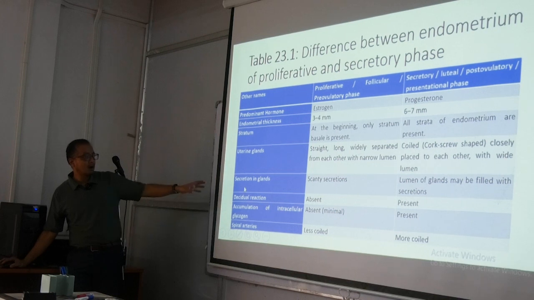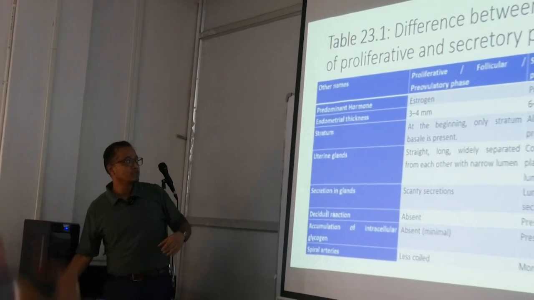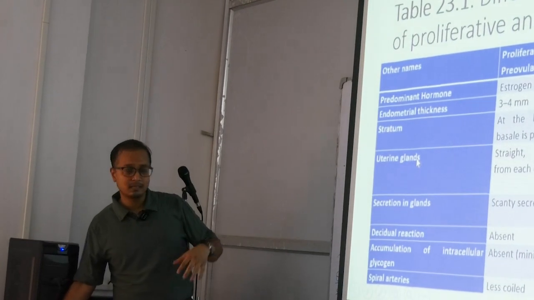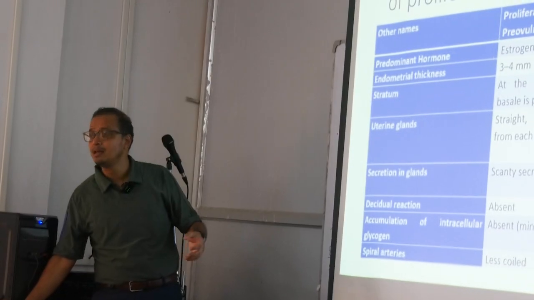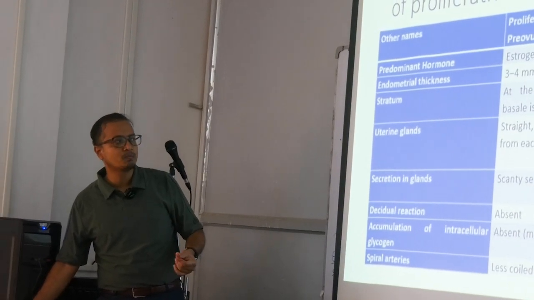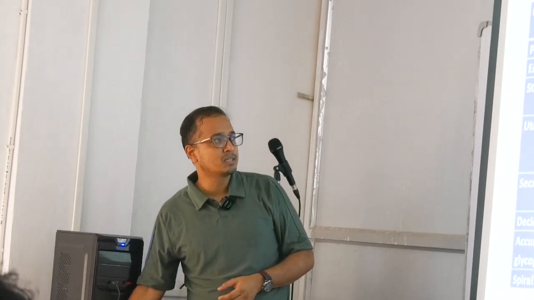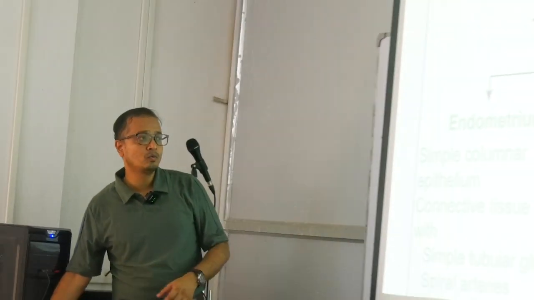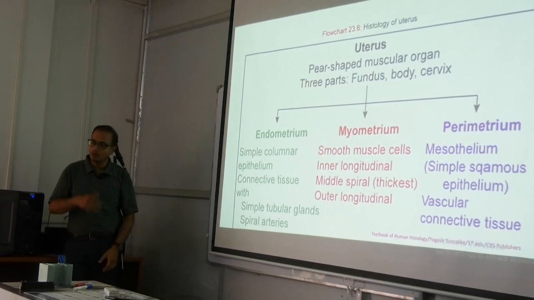The glands and the arteries go through remarkable changes here, which is known as the uterine glands and the arteries. The arteries change, we call it spiraling of the gland and spiraling of the arteries. We call them spiral arteries and spiral glands, which are seen in the later or secretory phase. And in short, we have these three layers of the uterus, which you are seeing histologically.